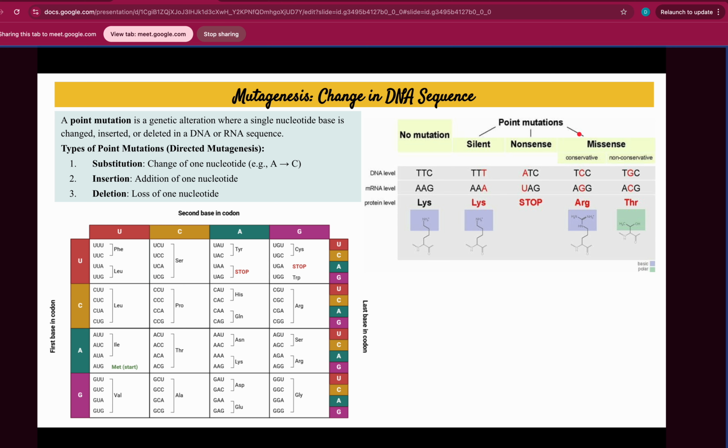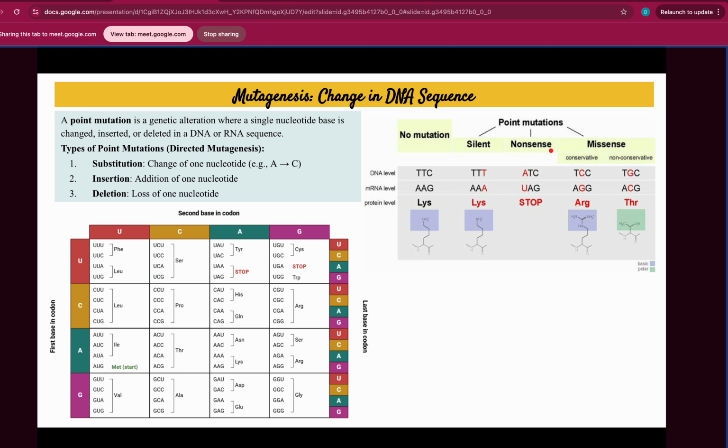And along with this, what are the consequences of these point mutations? Based on that, for example, if we do not have any mutation, then this is the DNA, this is the mRNA, and it gives rise to a lysine amino acid. Silent mutations are the ones in which the nucleotide is changed into another nucleotide, but the amino acid which it is forming is the same. So when you are observing the protein, it appears that there is no mutation.